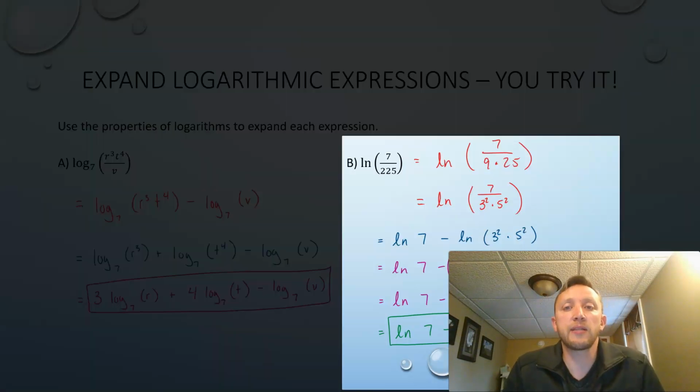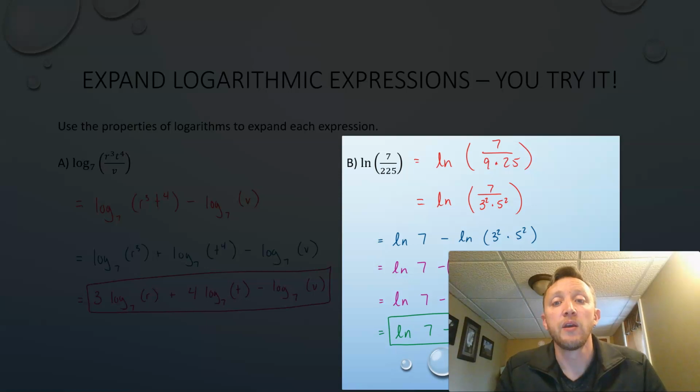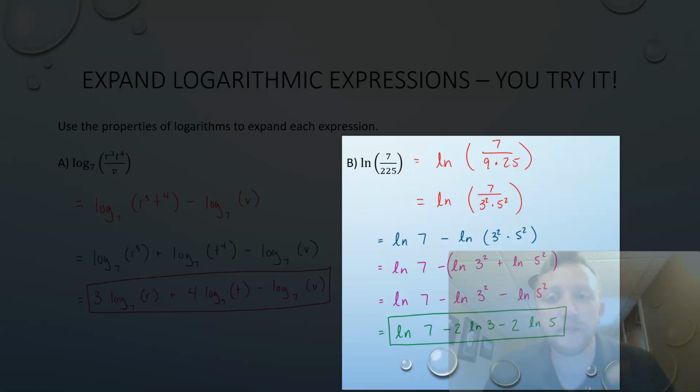All right, let's look at the second example there. Again, I gave you that hint that 225 is the same as 9 times 25. Well, hopefully you recognize that 9 is 3 squared and 25 is 5 squared. So now we're going to pull those apart. What's in blue there, we're going to pull that apart to be the natural log of 7 minus the natural log of 3 squared times 5 squared. All right, so to see more of this, I'm going to have to make myself transparent. Now you can see the rest of this. So we have the natural log of 7 minus, we're going to take that 3 squared times 5 squared, and we're going to pull that apart again, just like we did in the previous one, to be the natural log of 3 squared plus the natural log of 5 squared.